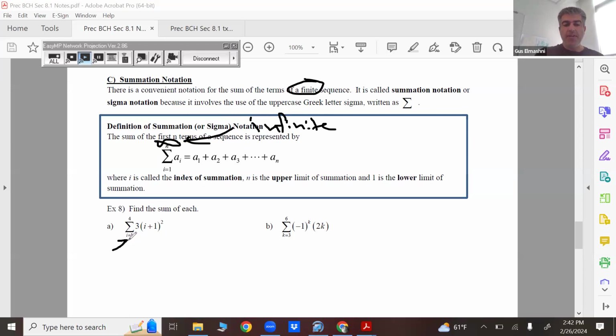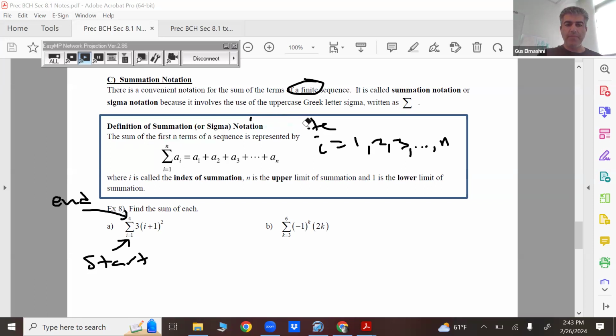So this is how you get started, and that's how you end. And you do it in order. So you do i equals 1, 2, 3, dot, dot, dot, until you get to n, the last term. And once you recognize the pattern, there are actually formulas you can use to make this a little easier. But for now, I'm just going to do it by brute force.